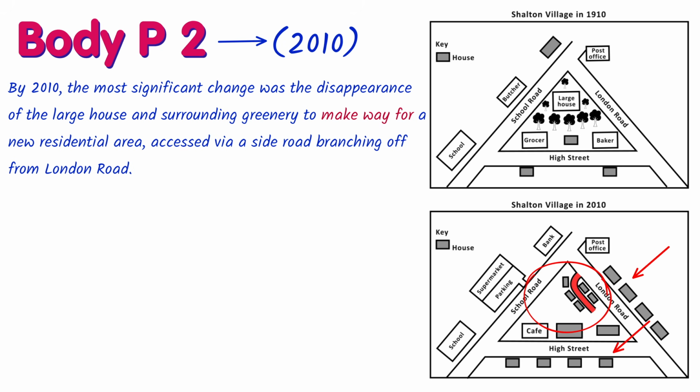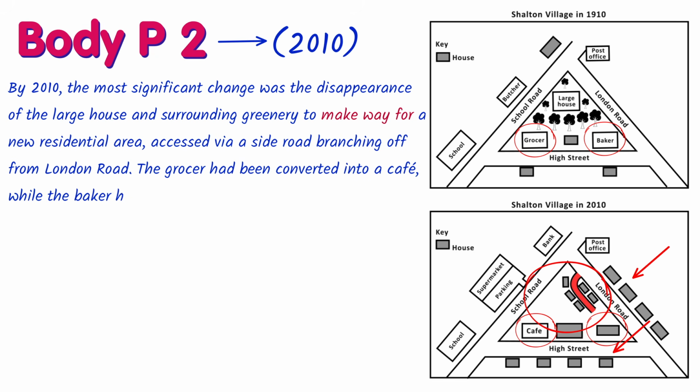All right. What happened to the grocer? The grocer was turned into a cafe, all right? And the baker, let's say, has been removed. We can talk about this also. The grocer had been converted into a cafe, while the baker had been removed. And there is also another supermarket, as you can see. We can also talk about this.